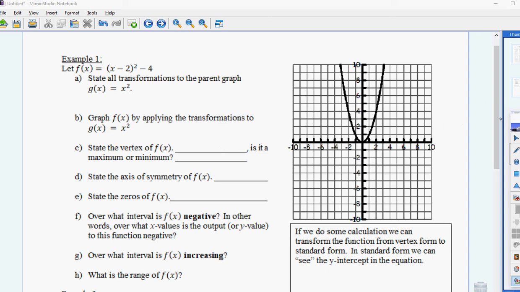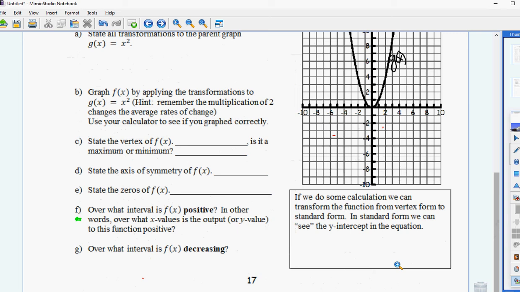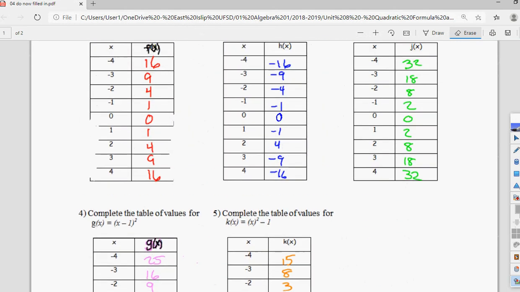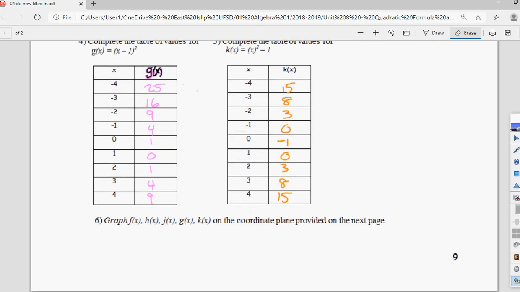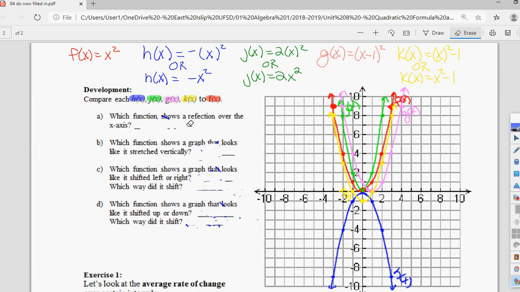So someone asked me if I could do a video for page 17, but before I do page 17, I just want to show you what your do now should have looked like so that we could talk about some things. You could have filled in your tables of values using your calculator and then plotted them. And I wrote the functions at the top so I don't have to flip back and forth, and I tried to color code it. They all look like parabolas because of the x squared, but they're all slightly different.